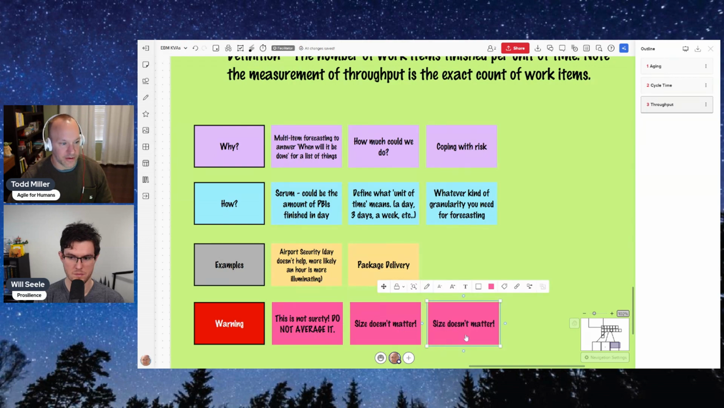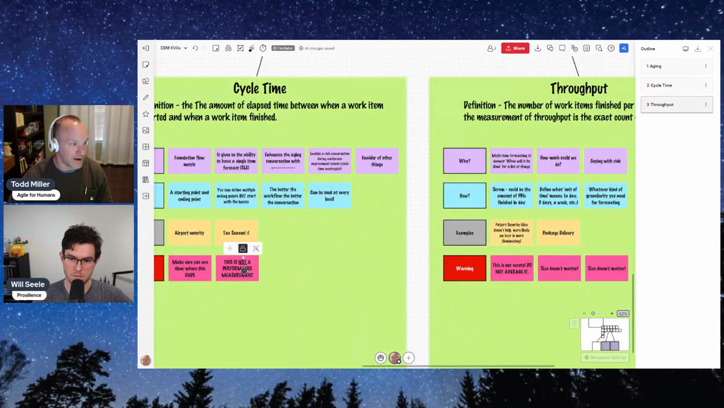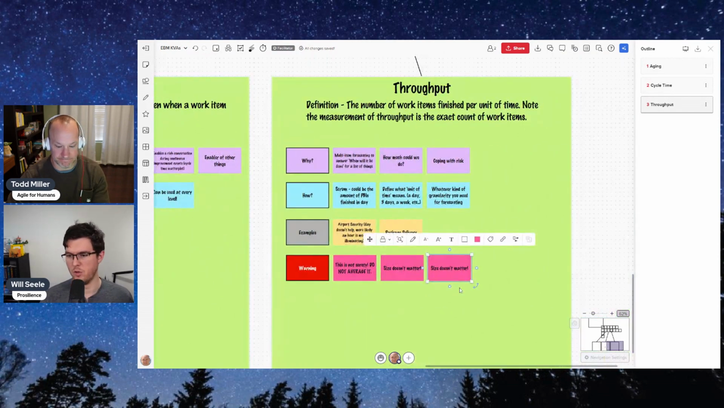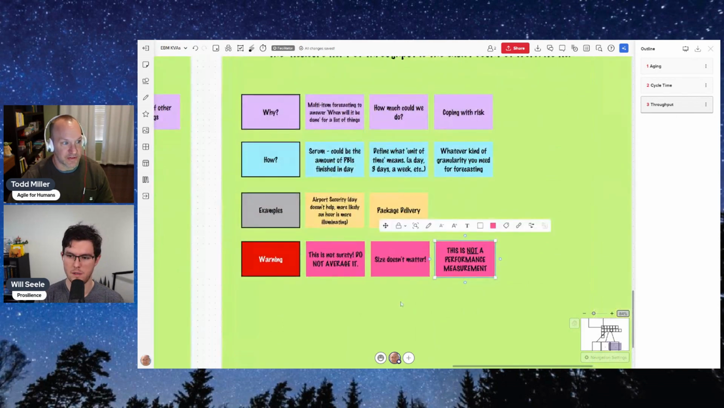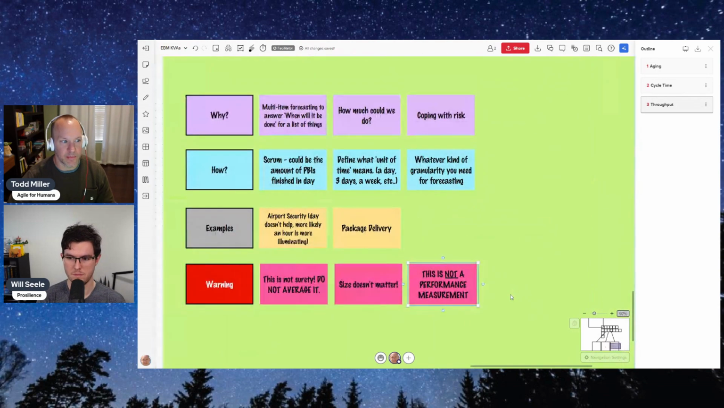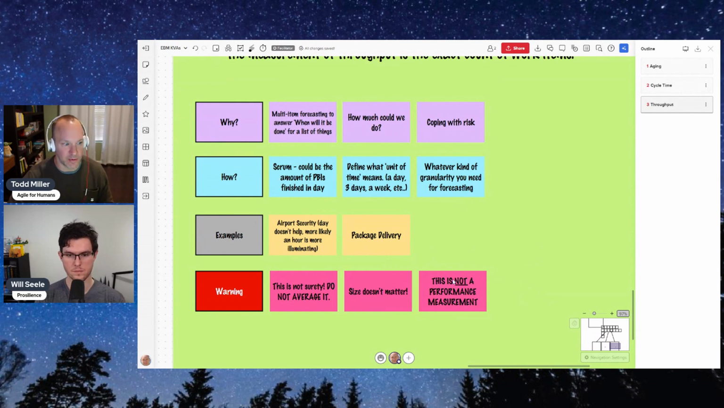You know what? I'm going to add another one here. I'm going to say this is the same thing from cycle time, and I'm actually just going to hop over here and copy it. I'm going to copy this and say this is not a performance metric, Will. Oh, absolutely. So along with size not mattering, which is probably a little bit more difficult, make sure to, again, we're not going to dive deep in this. This is through the lens of evidence-based management. We're going to talk about why this is important in evidence-based management in a moment. This is not a performance measurement.